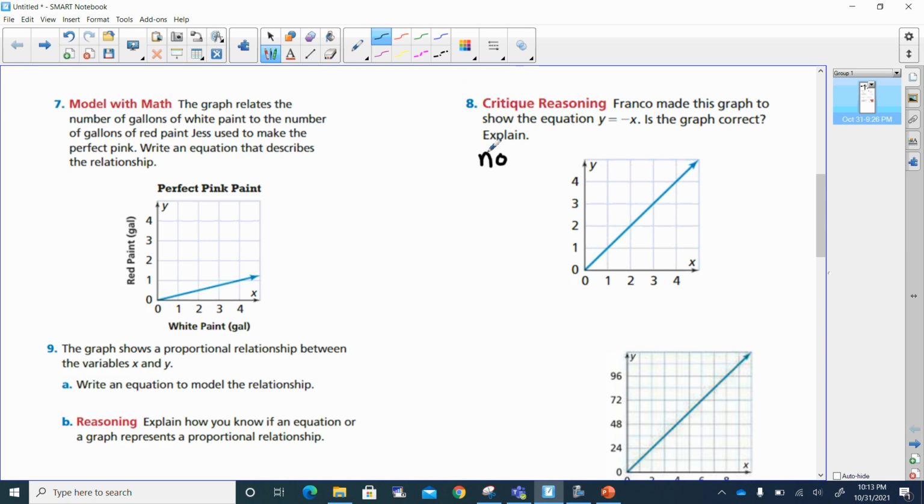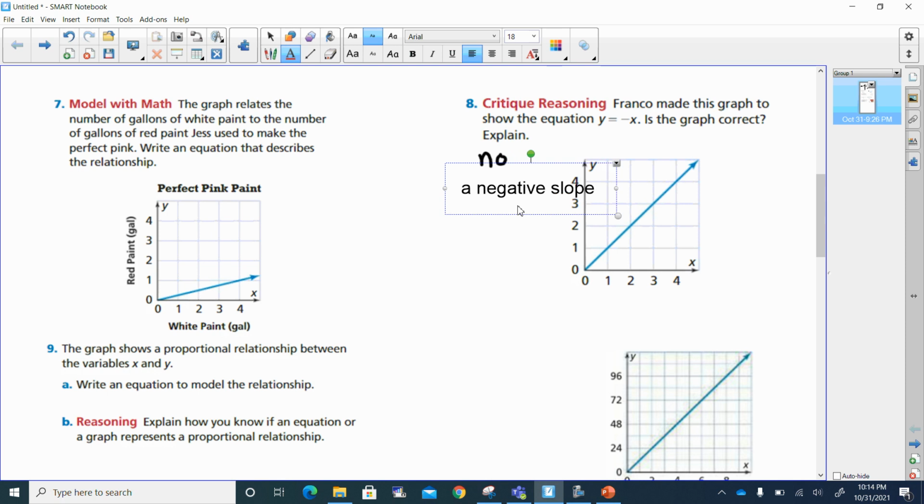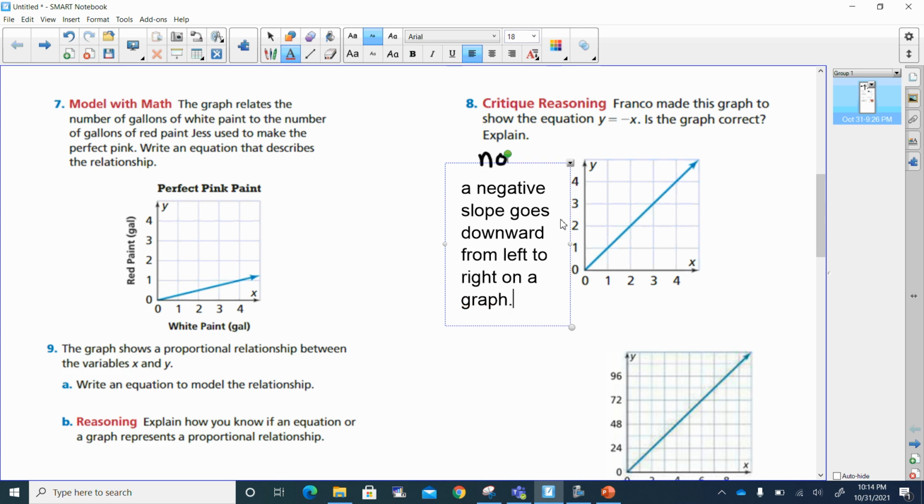And if it asked me why, I would have to say a negative slope goes downward from left to right on a graph. All right, and that would suffice for an answer.